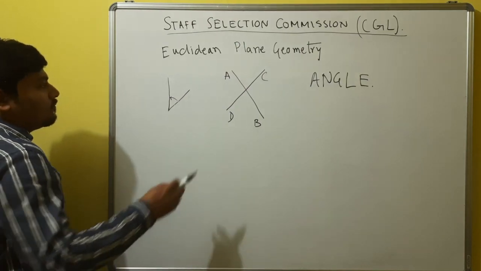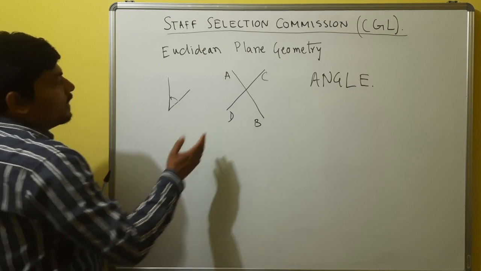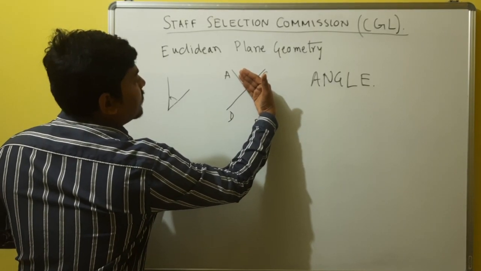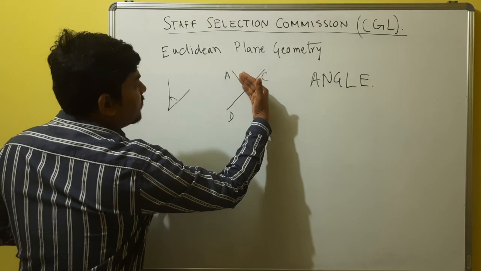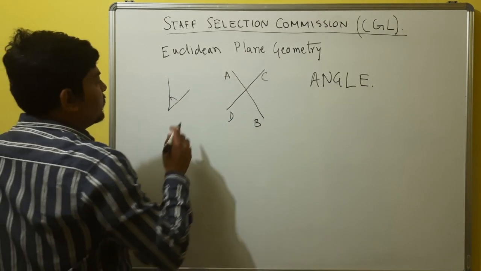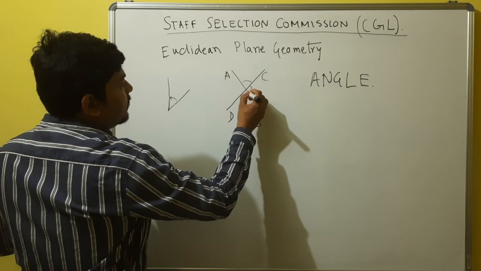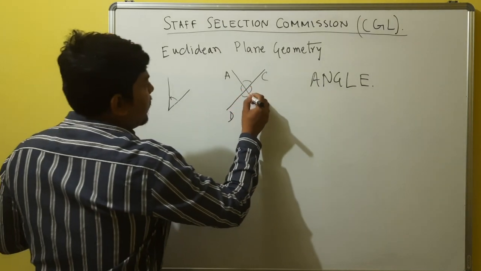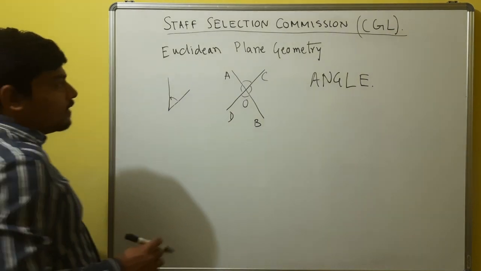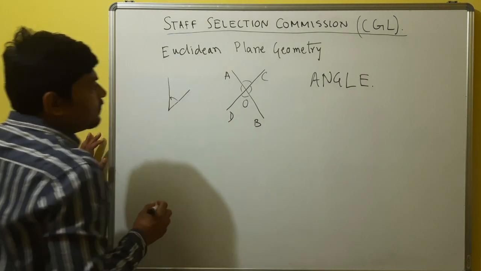So these two lines when they cut, they also form angles, right? We can think of this line, maybe this line was lying on the same line at some point. Now it takes a turn and it is in this position. So then it forms four angles actually: 1, 2, 3, 4. And if I take their intersection as O, then I get four angles.